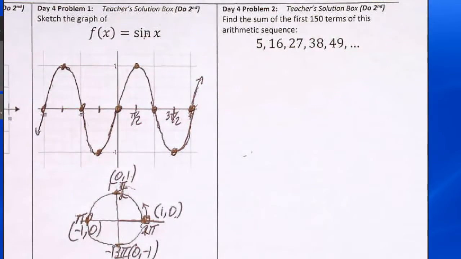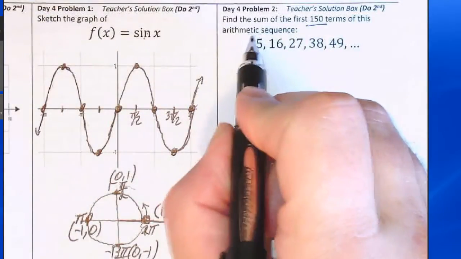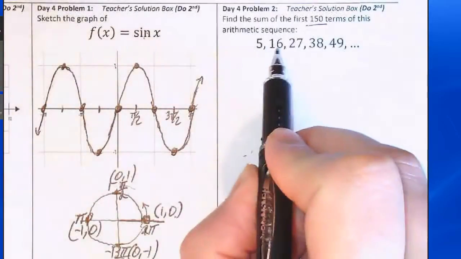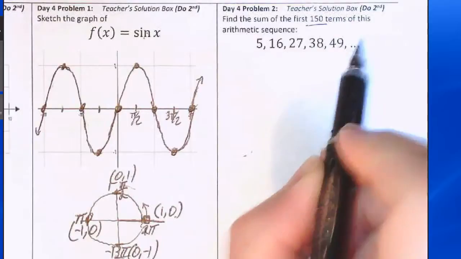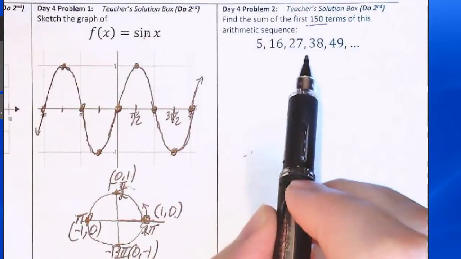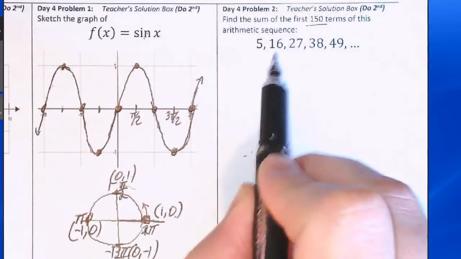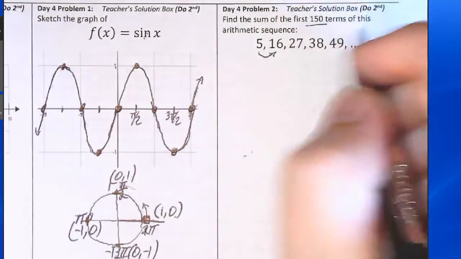Day 4, problem 2. Find the sum of the first 150 terms of this arithmetic sequence: 5, 16, 27, 38, 49, etc. An arithmetic sequence is a sequence of numbers that has a common difference between the terms. What is the difference from 5 to 16?